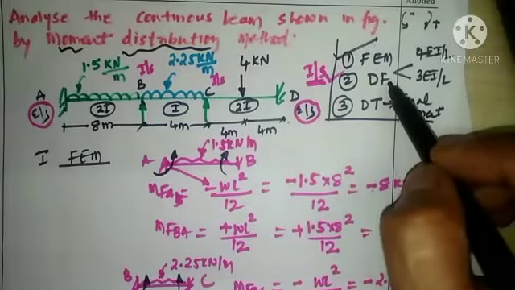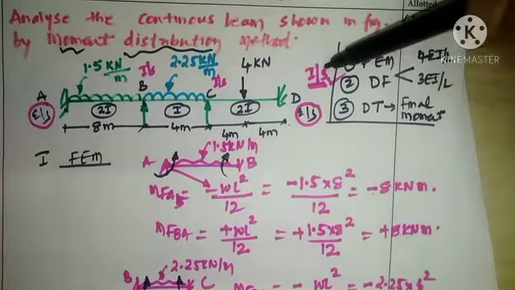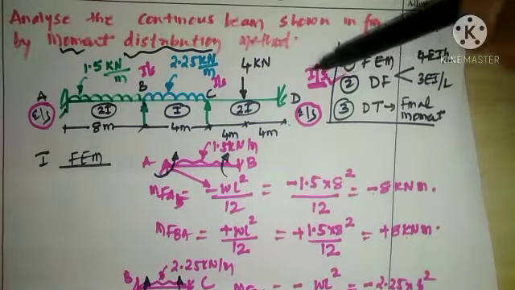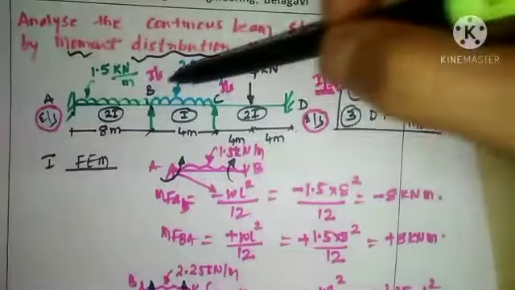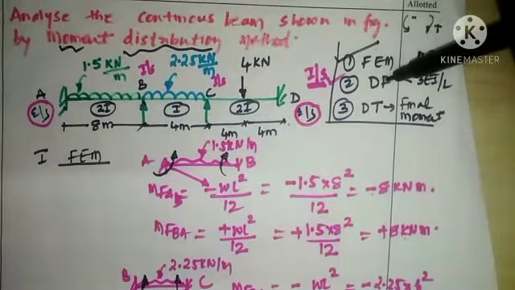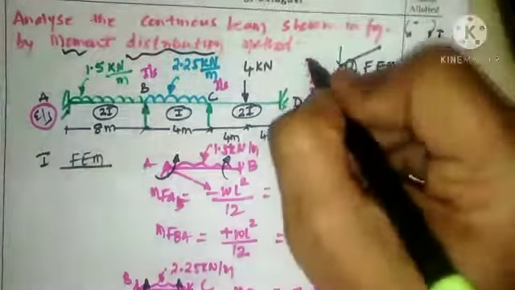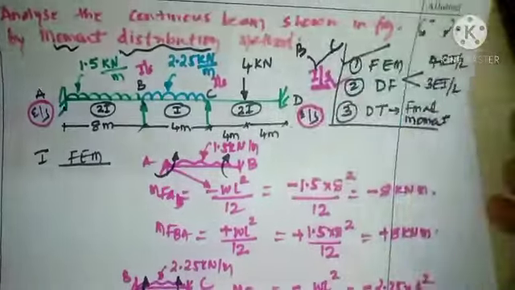Next is the calculation of the distribution factor. For the calculation of the distribution factor, we have already identified which are the intermediate supports. Here amongst these 4 supports, B and C are classified as the intermediate supports. So the distribution factor will be calculated only for the intermediate supports, which is for support B and for support C.